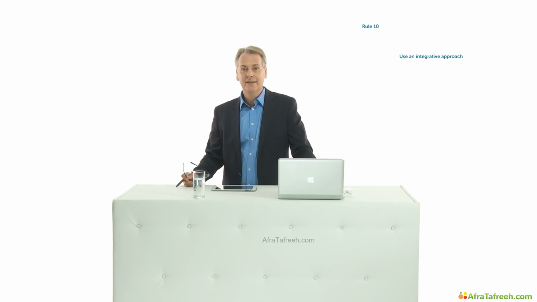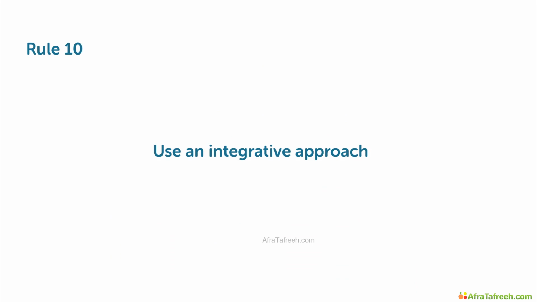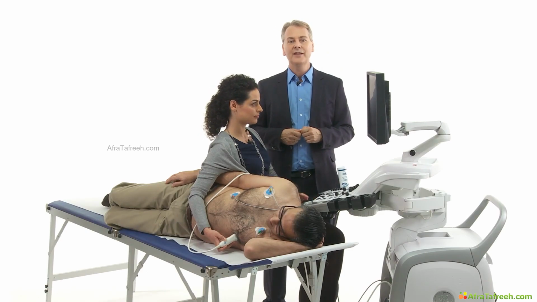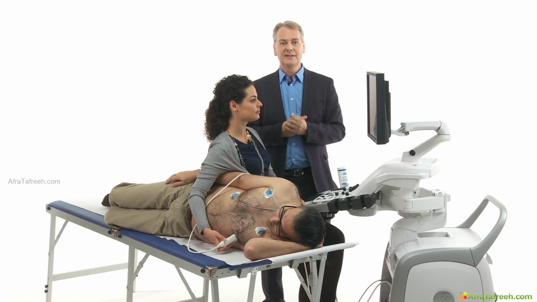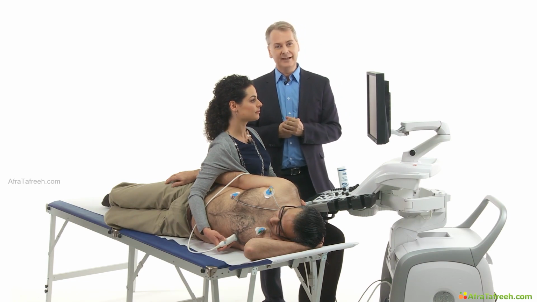And finally, the 10th, and for me the most important rule, use an integrative approach. What does that mean? Put all the information you have together, not only the echo information, but also the clinical information. Because in the end, you have to make the decision what to do with the patient. And all this information will be valuable and important. So we now know that the patient has mitral valve prolapse. We know that mitral regurgitation is severe. The only thing we still need to find out is how good his left ventricle function is.